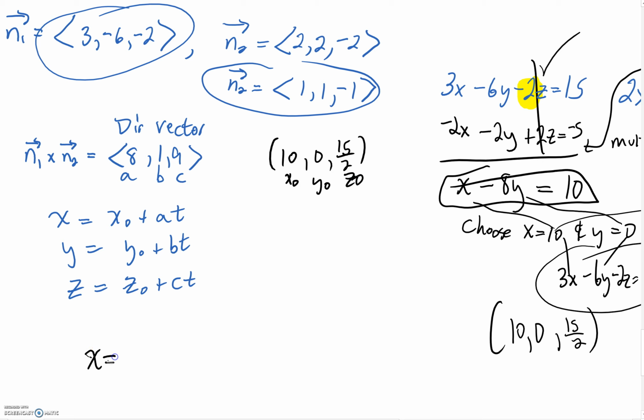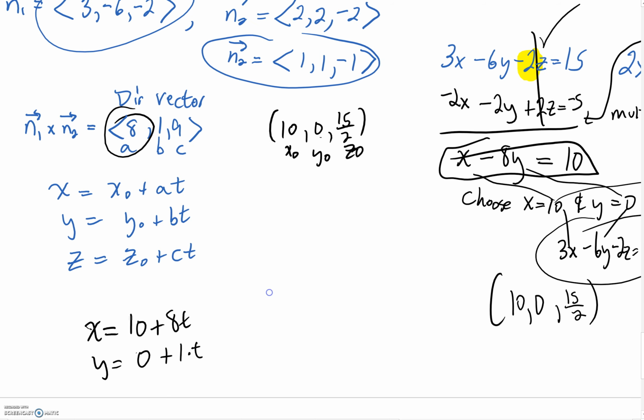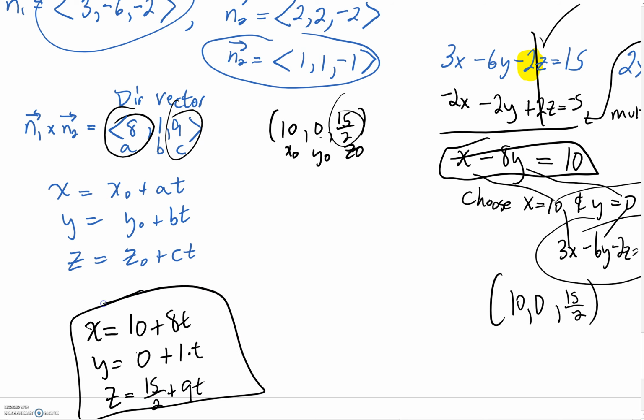So what's your equation? Well, you'd have x is equal to 10. Your a is an 8, so it's 10 plus 8t. Your y is y naught, and that's a 0. But your b is a 1, so that's 1 times t. And finally, your z is z naught. That's your 15 over 2. Plus, well, your c is a 9. That's 9t. So we get the equation of a line, and this is the symmetric form of that line.